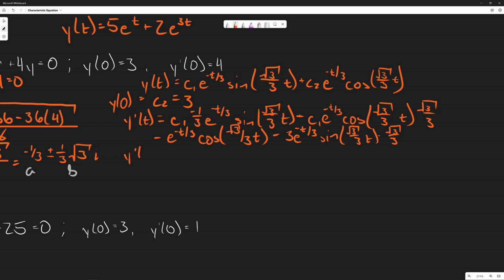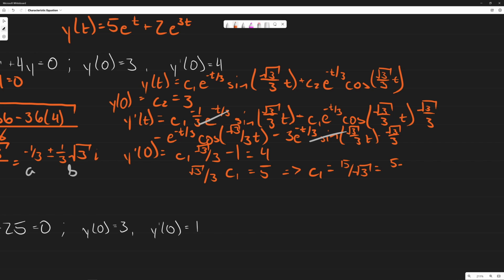Now when we plug in t equals 0, the sines will go away, leaving us with c1 times root 3 over 3, minus 1, equaling 4, or root 3 over 3 c1 is equal to 5. That makes c1 equal to 15 over root 3, or 5 root 3 over 3. Oh no, the 3 goes away because I divided it. So it should be 5 root 3.